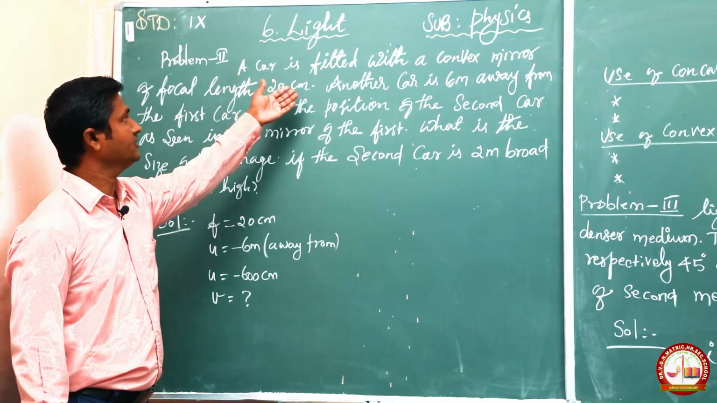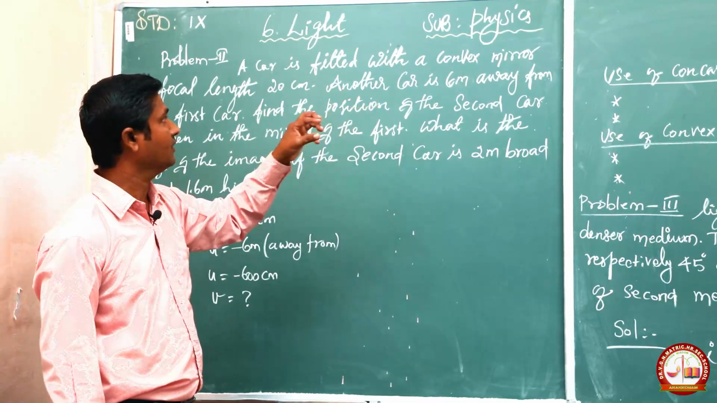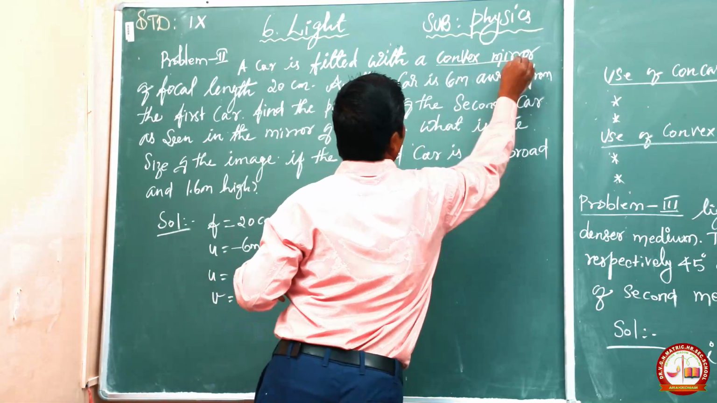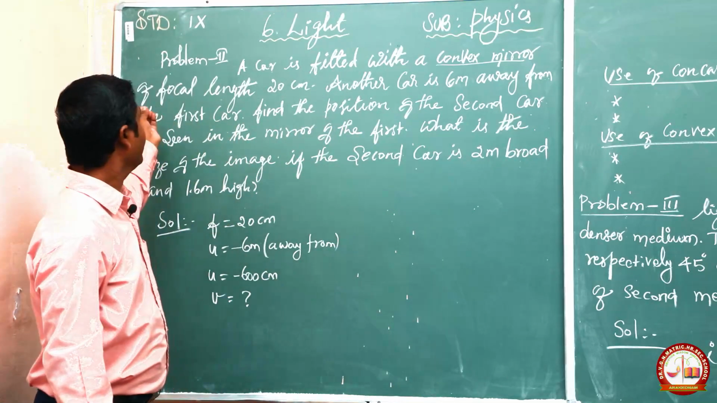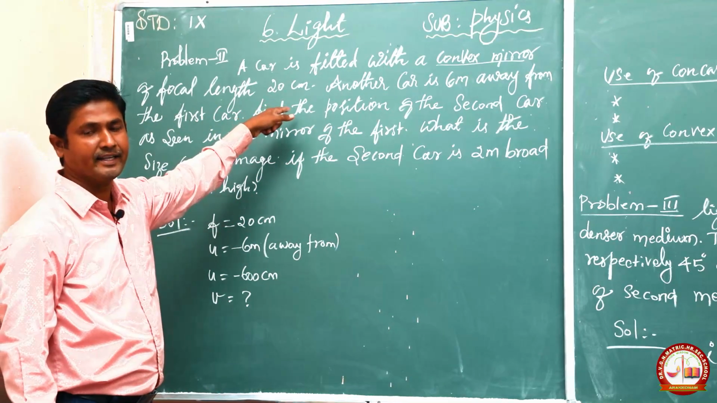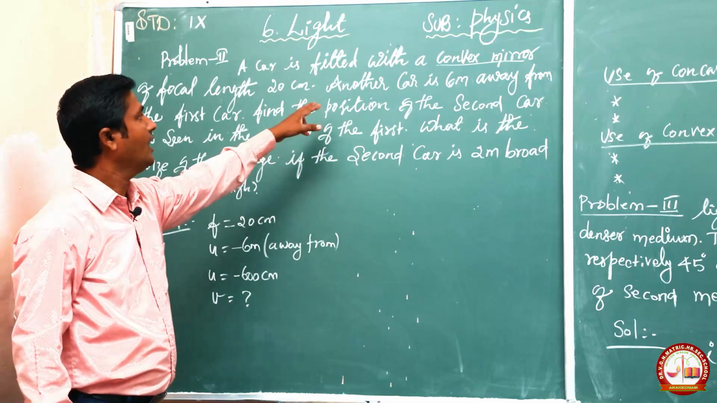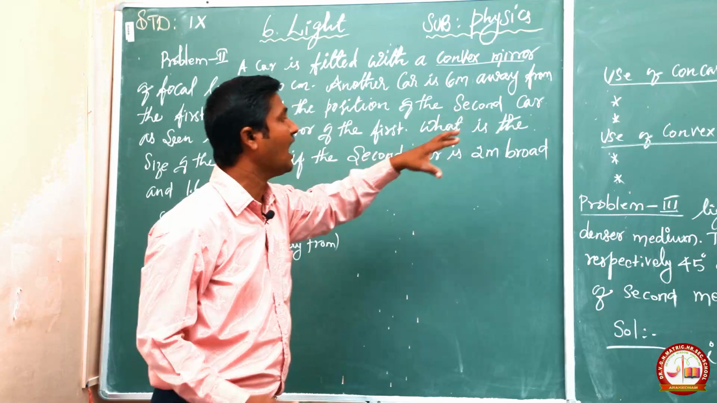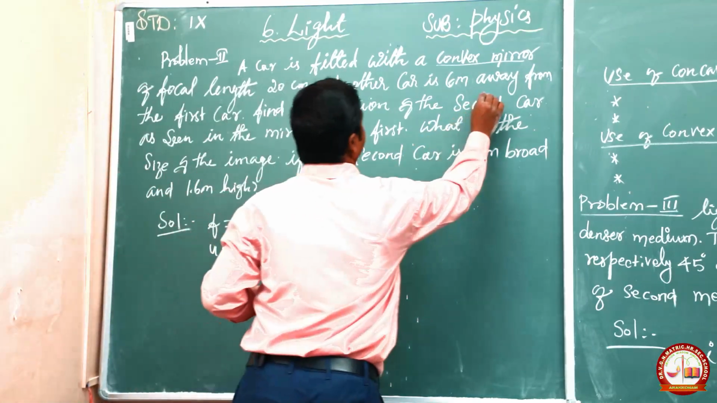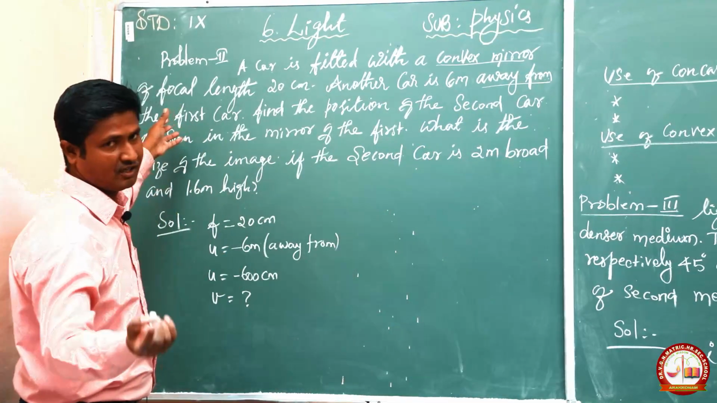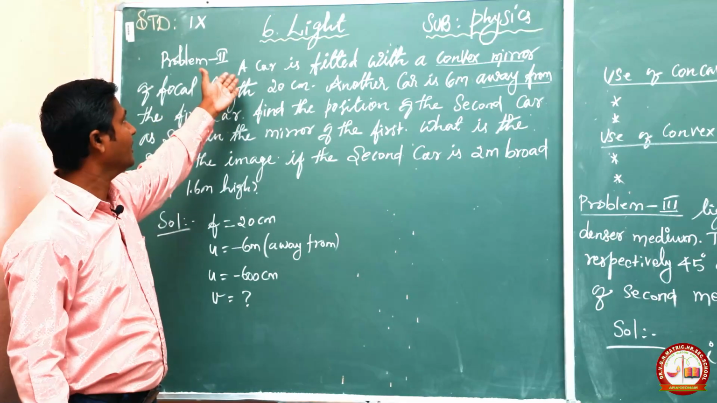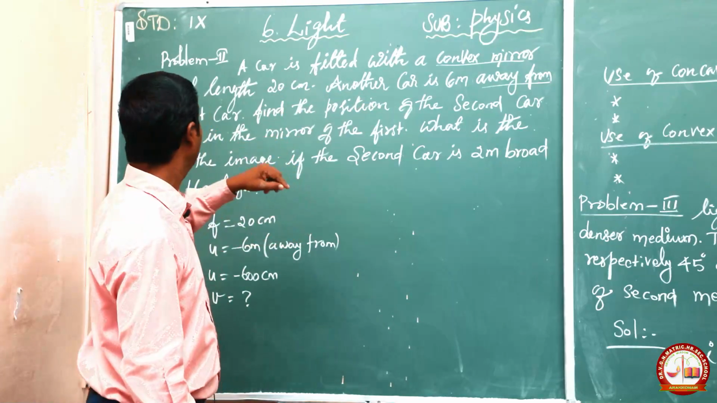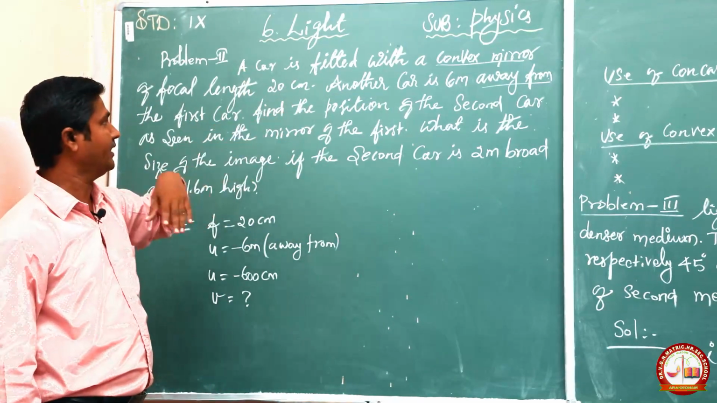A car is fitted with the convex mirror. Concave mirror, not convex mirror. Convex is a positive symbol. A focal length is 20 centimeter. F equal to 20 centimeter. Another car is 6 meter, not centimeter, 6 meter away from, very important point, away from the first car. I repeated, the first car is fitted with a convex mirror. The focal length is 20 centimeter.